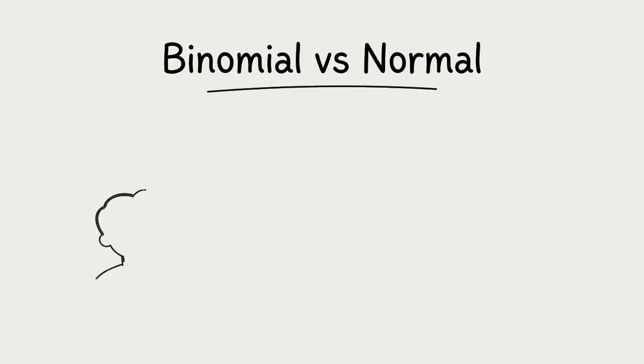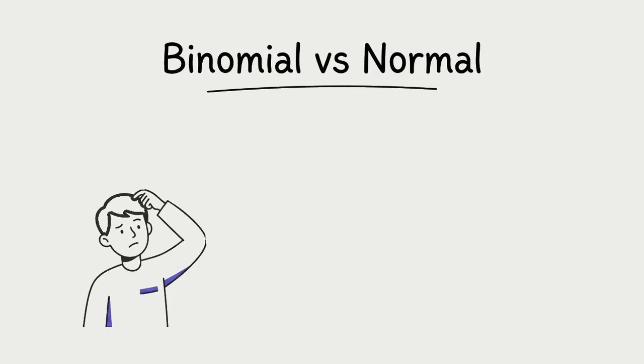When students get stuck choosing between the binomial and the normal distribution, the problem is almost never the formula. It's not knowing what kind of random variable they're dealing with. So start there. Ask one question first. Are we counting something or are we measuring something?